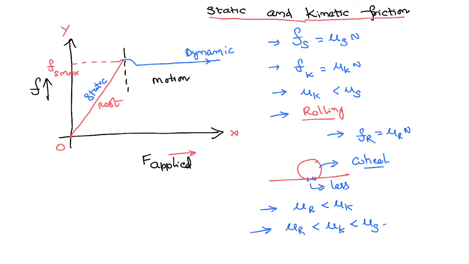Therefore, the conclusion is there are three types of friction: static friction, kinetic friction, and another friction called rolling friction. Among all the frictions, rolling friction is the least frictional force opposing the relative motion.